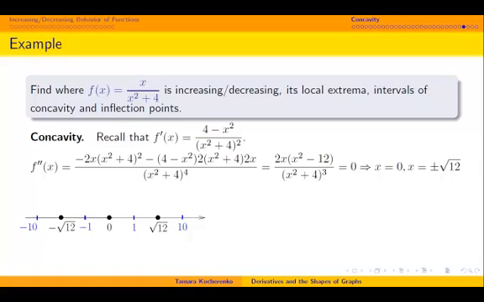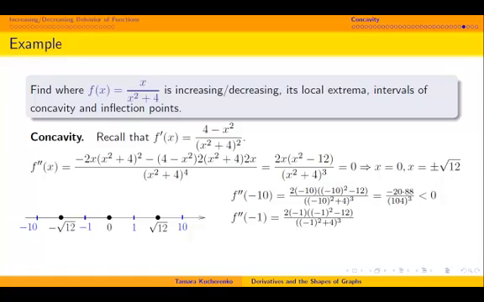We compute the values of the second derivative at the test points. f double prime at -10 equals 2 times -10 times ((-10) squared minus 12) divided by ((-10) squared plus 4) cubed, which equals negative 20 times 88 divided by 104 cubed, a negative number. The second derivative at -1 equals 2 times -1 times ((-1) squared minus 12) divided by ((-1) squared plus 4) cubed. This equals 22 divided by 5 cubed and is positive.